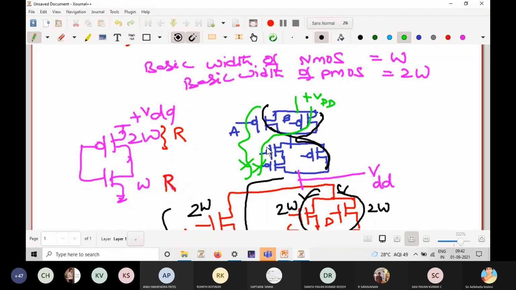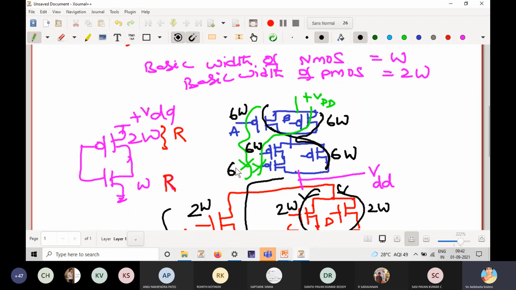Are you getting my point? Yes. So at a time, I'm getting 3 MOSFETs in series. Okay, so what should be the sizing? It should be 3 times the basic width. So what should be the size? 6W, 6W, 6W, 6W, 6W.